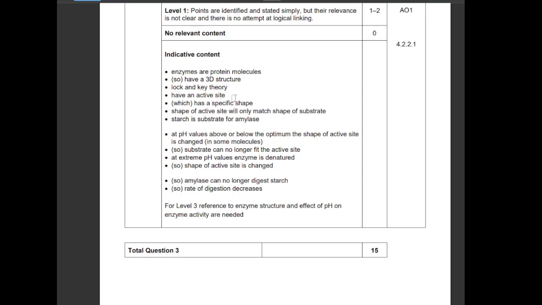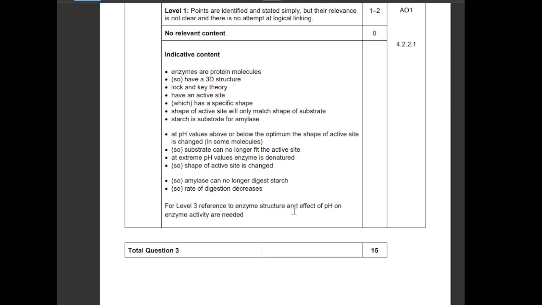Lock and key theory, have an active site, have specific shape. Shape of active site will only match to shape of substrate. Starch is substrate of amylase. All of this I have mentioned. At pH values above or below the optimum, the shape of active site is changed. Substrate can no longer fit into the active site. At extreme pH values, enzyme is denatured, so the shape of the active site is changed. So amylase can no longer digest the starch, and so the rate of digestion decreases. So that would give you 6 marks.